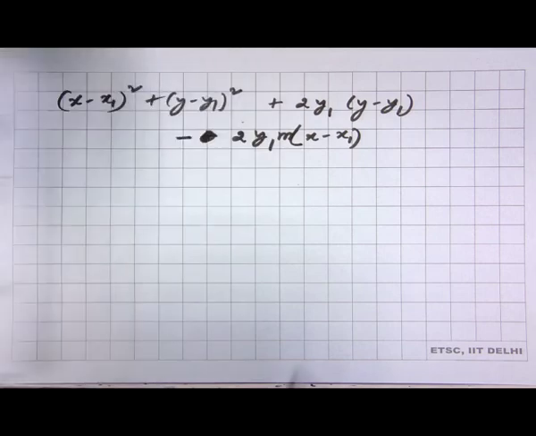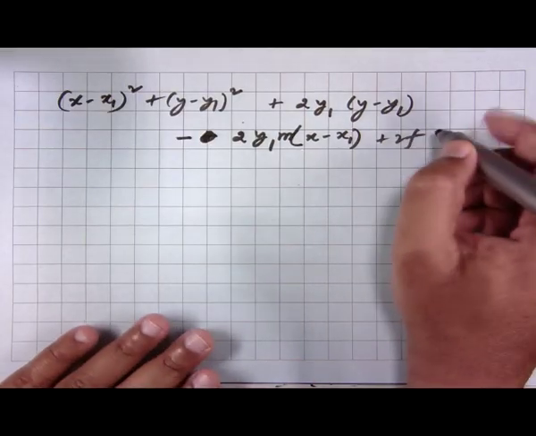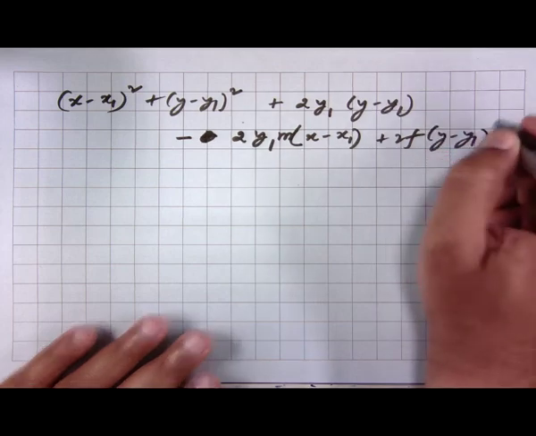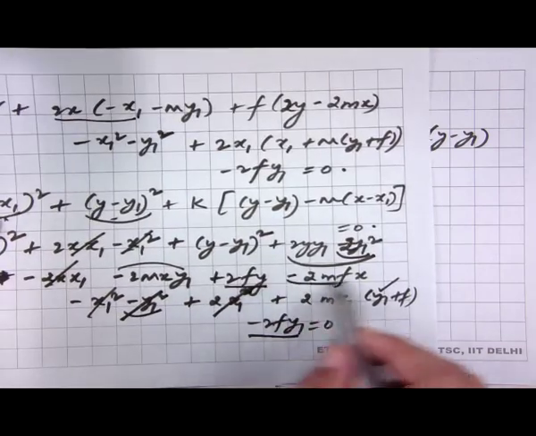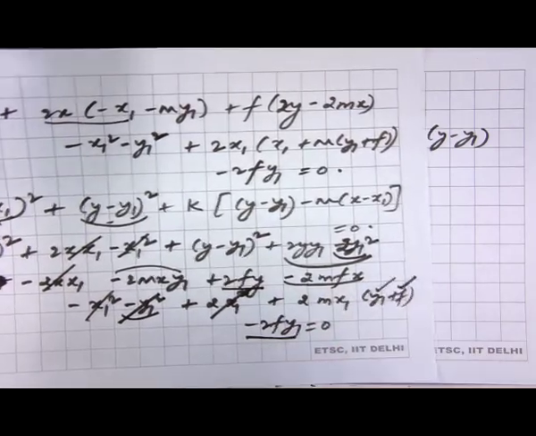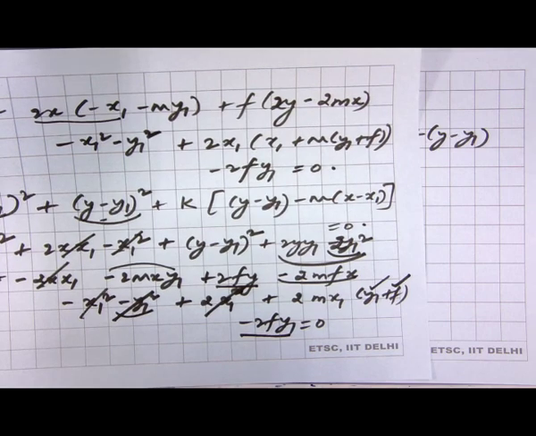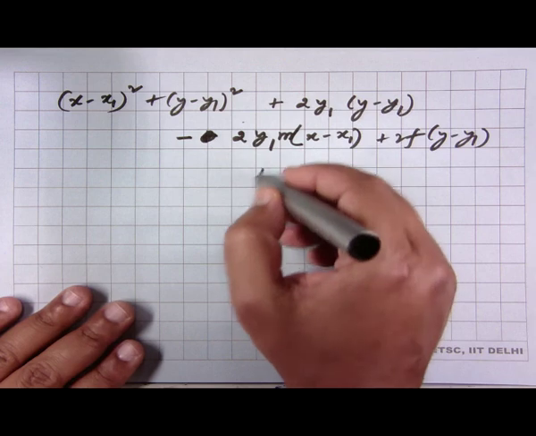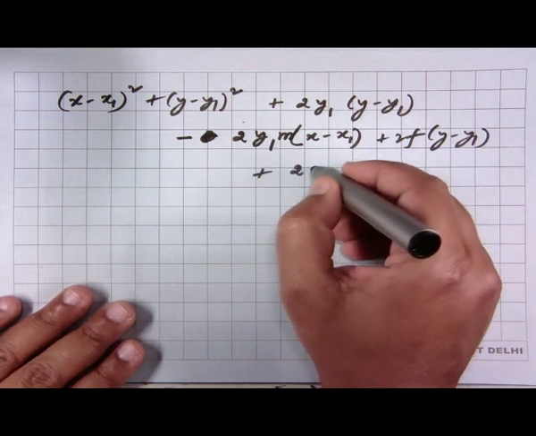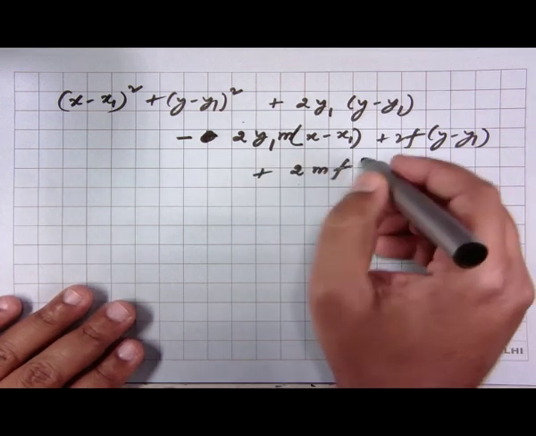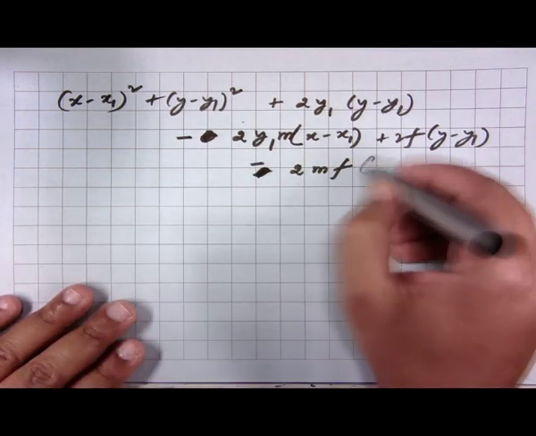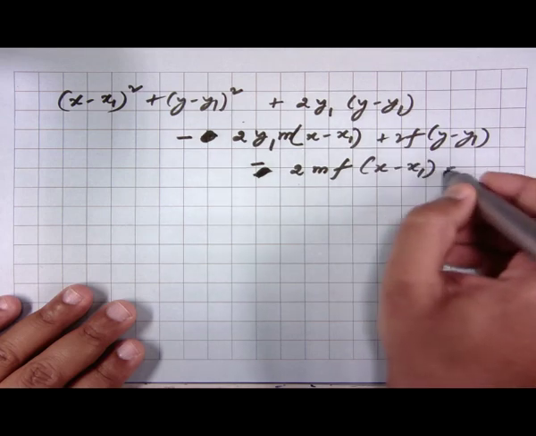We get plus 2f into y minus y1, and then what remains is just this term with this term here, which is going to give us plus 2mf minus 2mf into x minus x1 equals 0.